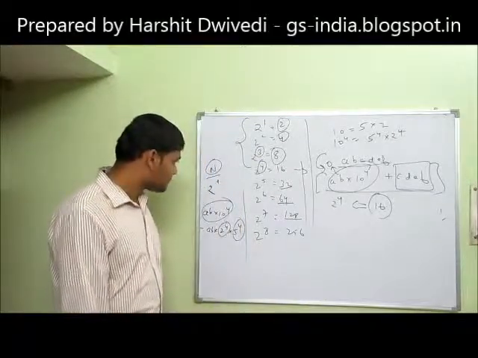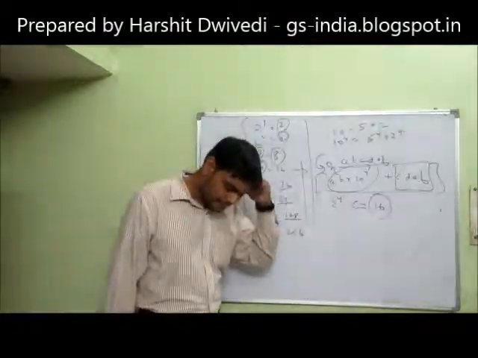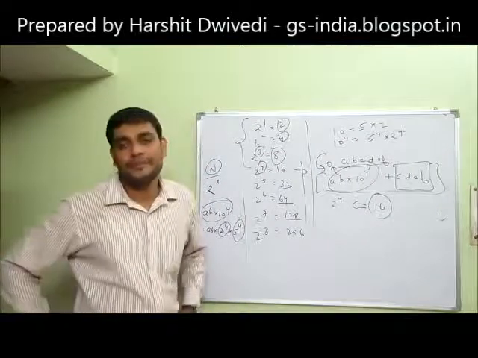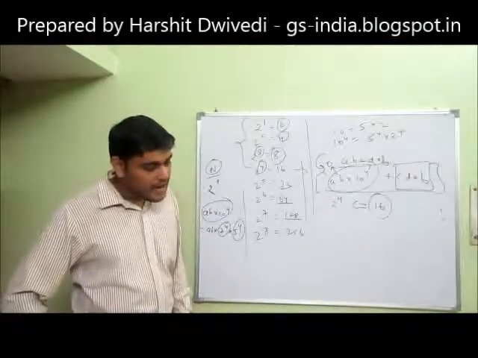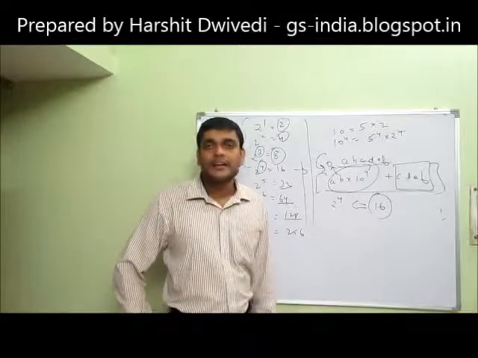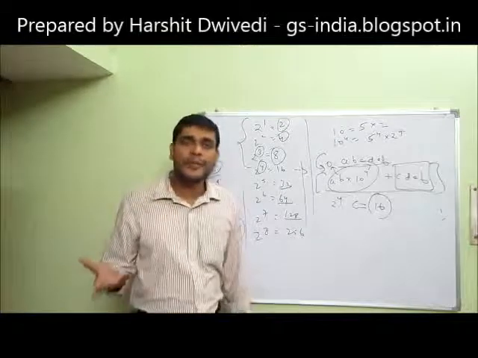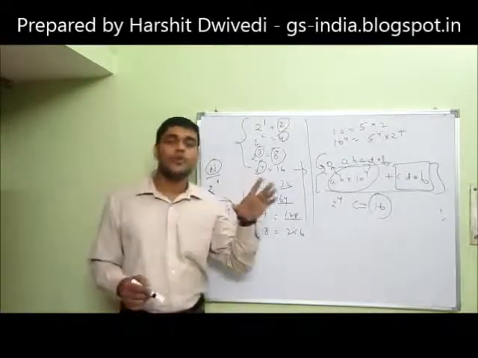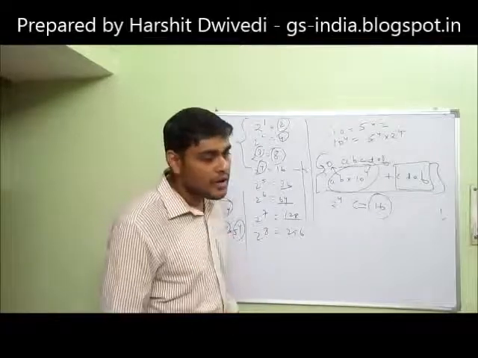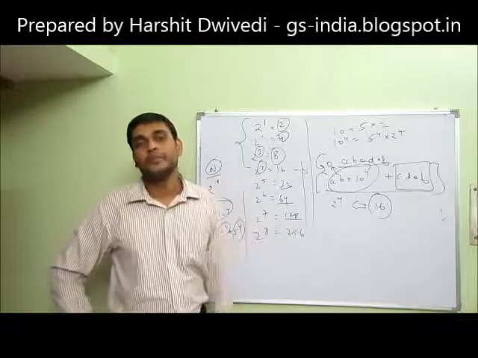But at this point, I would like to tell you one thing: please don't relate this with the divisibility rule of 3. I told you in the divisibility rule of 3 that if I add all the digits and the resulting number is divisible by 3, then the original number will also be divisible by 3. In the divisibility rule of 9, I told you to add all the digits, and if the resulting number is divisible by 9, then the original number is also divisible by 9.